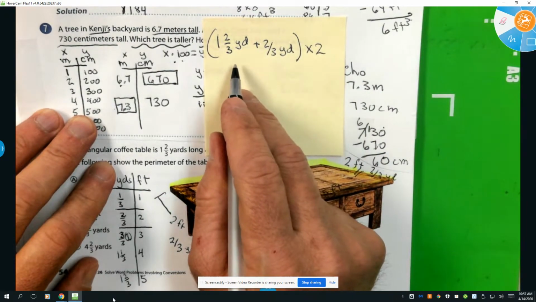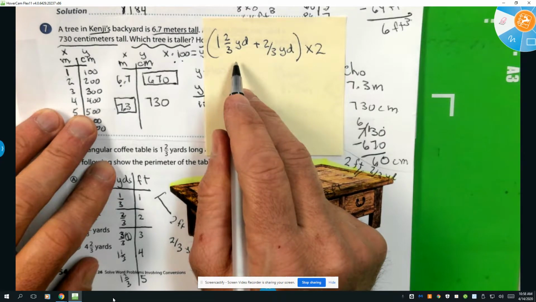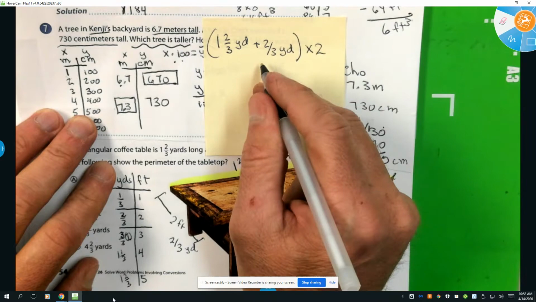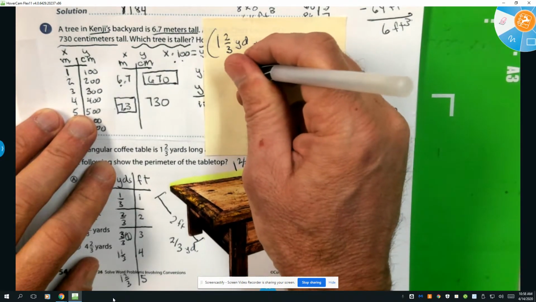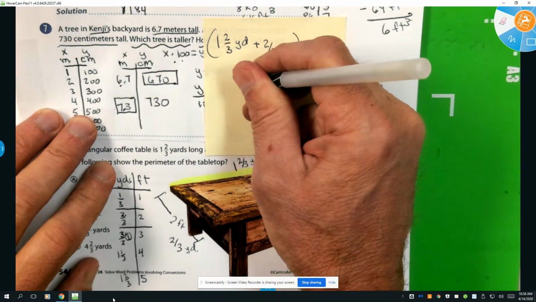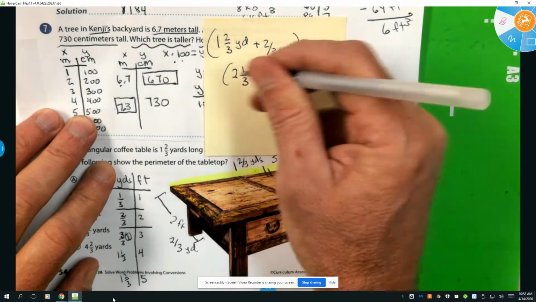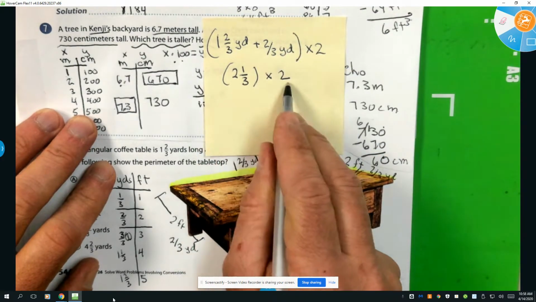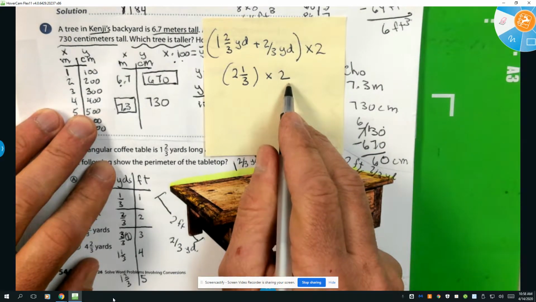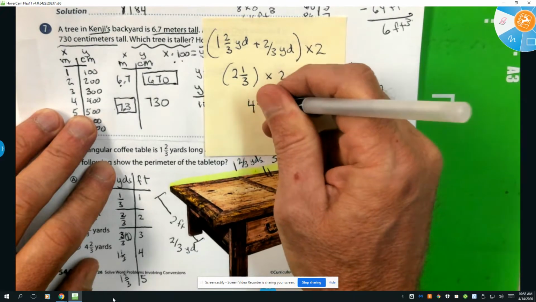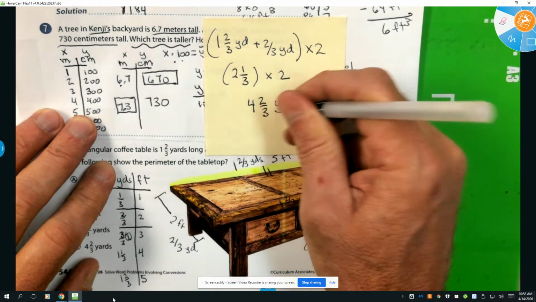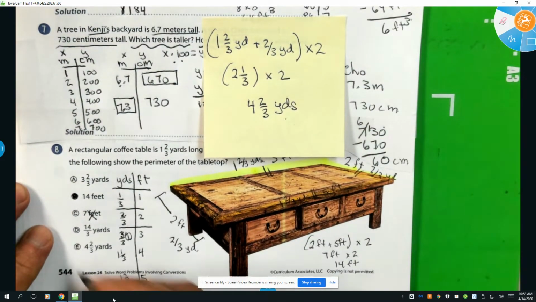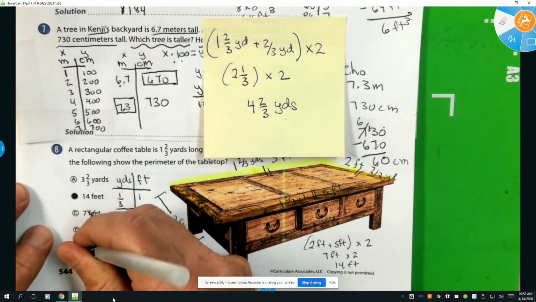So if I go 1 2/3 yards plus 2/3, that's going to equal 2 1/3, times 2. Well, 2 1/3 times 2 is the same as saying 4 2/3 yards. Do we have a 4 2/3 yards? Yes, we do. So E works.